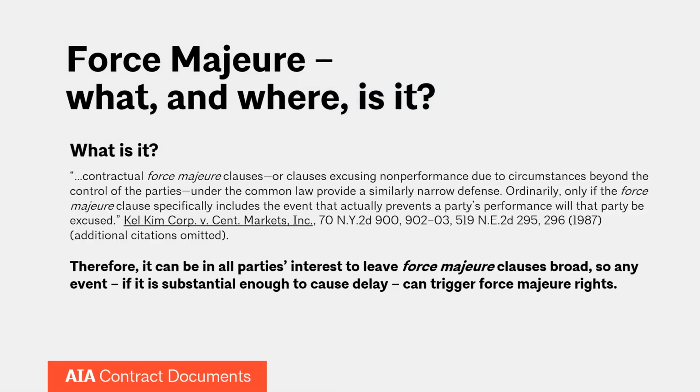So on your screen right now, you'll see a quote from a case. It's a 1987 case out of New York. And the second sentence of this quote from the decision is the important point that I want to focus on. And that reads, "Ordinarily, only if the force majeure clause specifically includes the event that actually prevents a party's performance will that party be excused." Meaning, unless you specifically list it in your force majeure clause, it may not rise to the level of being able to trigger a force majeure event.